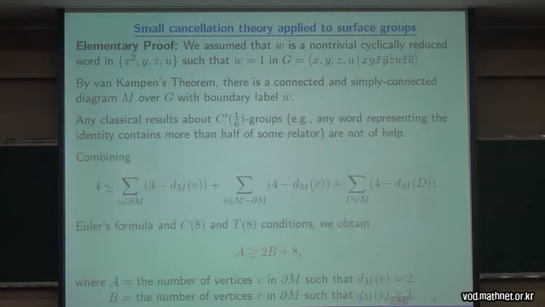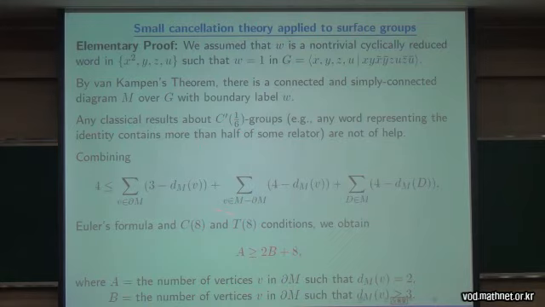And then we combine this inequality. It is easy to obtain this inequality. This inequality can be obtained using Euler's formula. It's easy. So combine this inequality and Euler's formula also. And as I said, this surface group presentation satisfies C8 and T8 conditions. So we use the C8 and T8 conditions to obtain this inequality. We need some computation here.